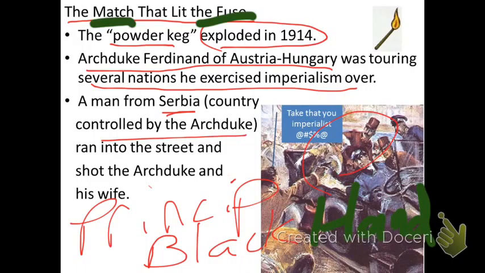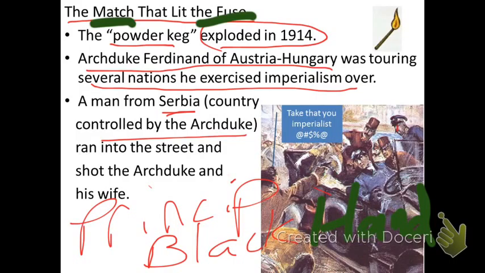There you go. The Black Hand was a secret organization within Serbia that did not like being controlled by the Austrians, and they developed a plot to kill the Archduke, which they felt would send a clear message to Austria: stay out. And of course it didn't. It's a dumb plan.